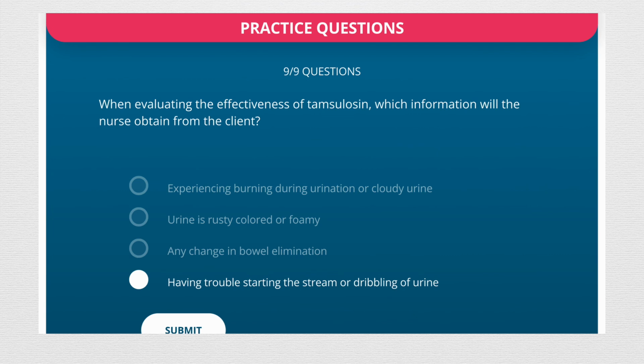So tamsulosin relaxes the smooth muscles of urination in order to promote outflow of urine. This results in a stronger stream that is easier to initiate and is sufficient to empty the bladder. When caring for the client taking this med, the nurse will evaluate effectiveness by assessing for these findings. The client's report of urination is important when assessing medication effectiveness.